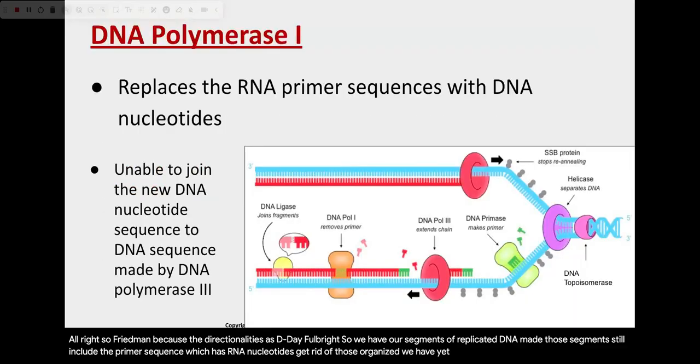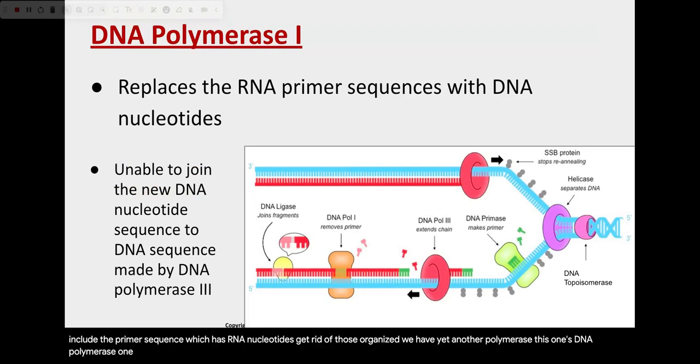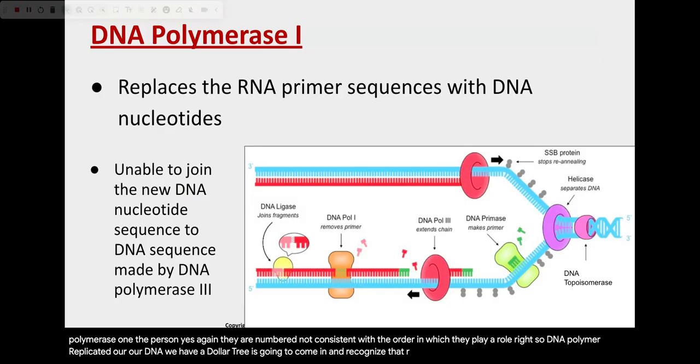We have yet another polymerase. This one's DNA polymerase 1. The first one was 3, yes. Again, they are numbered not consistent with the order in which they play a role. Right, so DNA polymerase 1, after we've replicated our DNA and have a daughter strand, is going to come in and recognize that RNA primer.